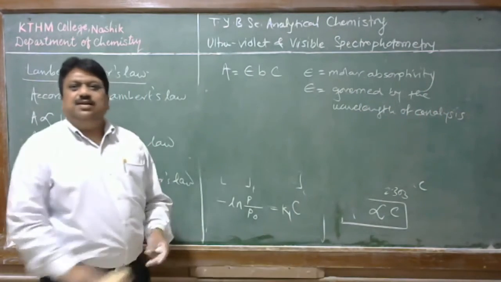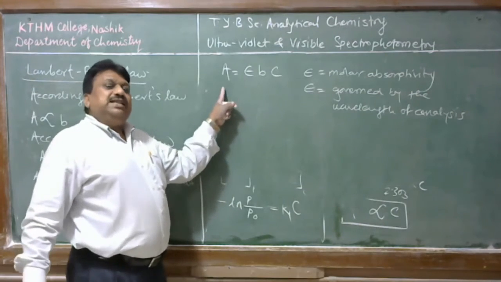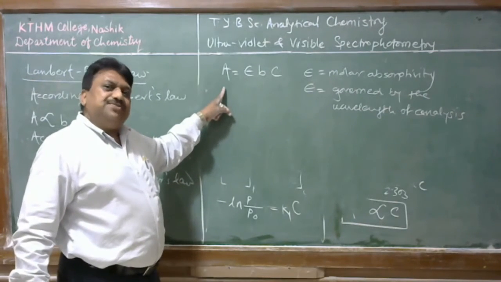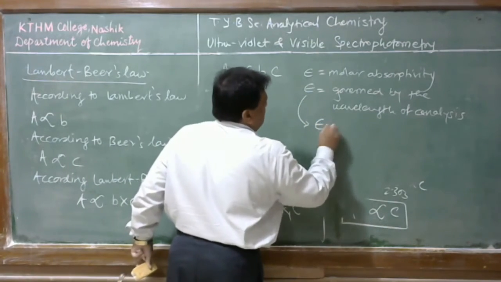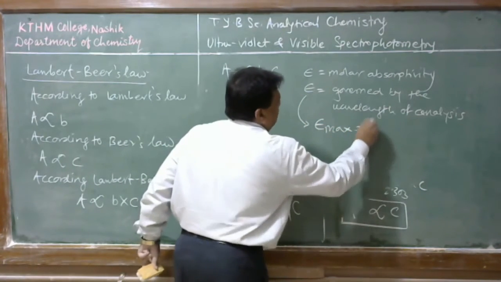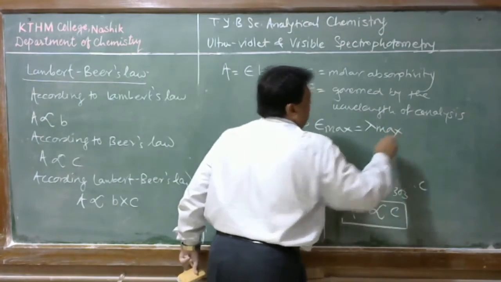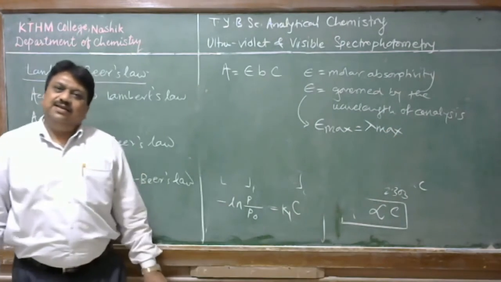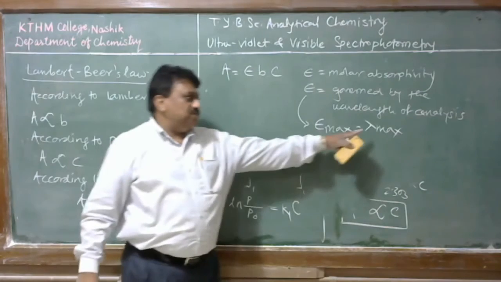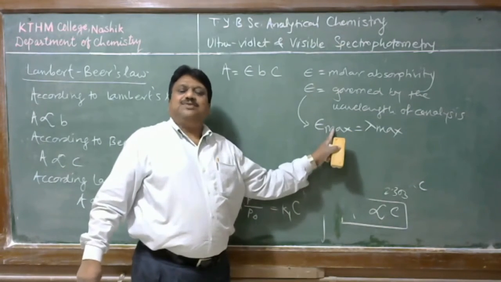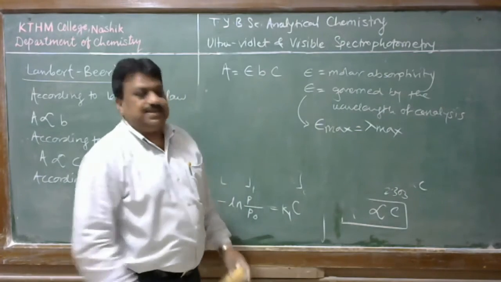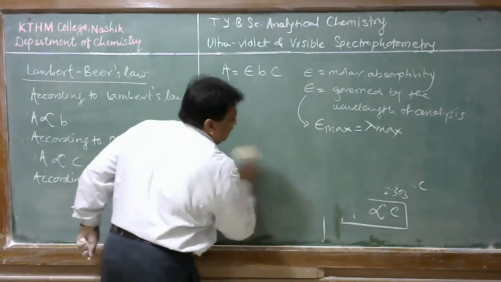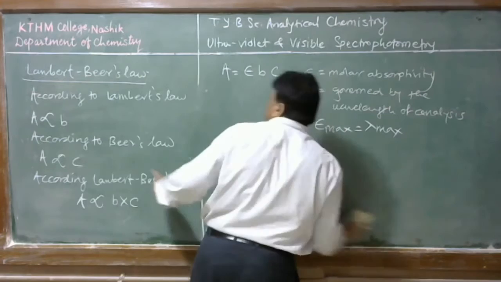That means the wavelength at which the substance shows maximum absorbance, at that wavelength, this epsilon is epsilon max. Epsilon max will be at lambda max. That is the wavelength of maximum absorbance, where the epsilon value is found to be maximum, and that is called epsilon max.